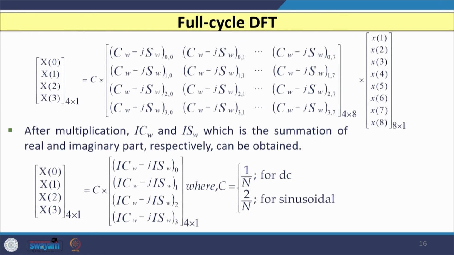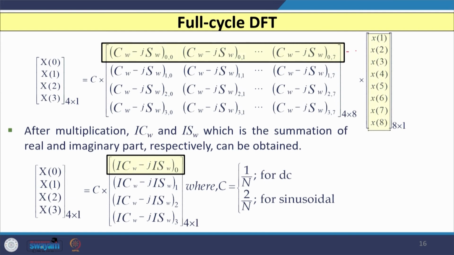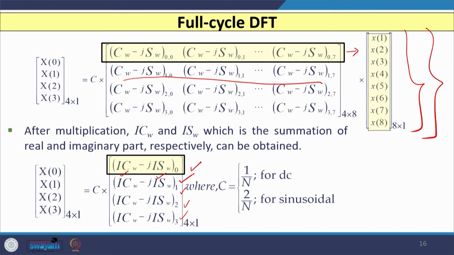Now, if I multiply this first row with these sampled values, and call this multiplication output ICW, that is the real part, and ISW, that is the imaginary part, then you will have the output, that is 4 cross 1. So, we will have ICW minus j ISW, that is 0, then second, third and fourth. So, it is 4 cross 1. When you multiply this second row with these sampled values, you will get this thing. Same way you can get the third and fourth row.